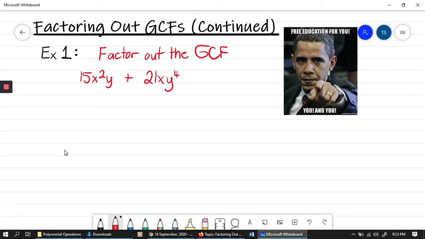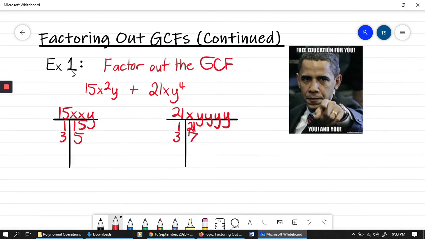Alright, so let's say that we were looking at this example here. My suggestion is to write out the variables with the exponents as repeated multiplication. So here we've got the factors listed out for 15 and the factors listed out for 21. We can say that 3 is the greatest common factor. When we look at the variables, each of these has at least one x in common, and they also have a y in common as well.